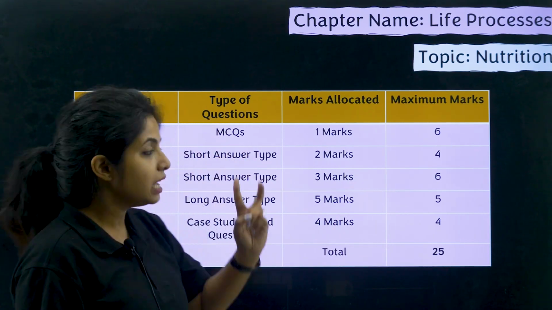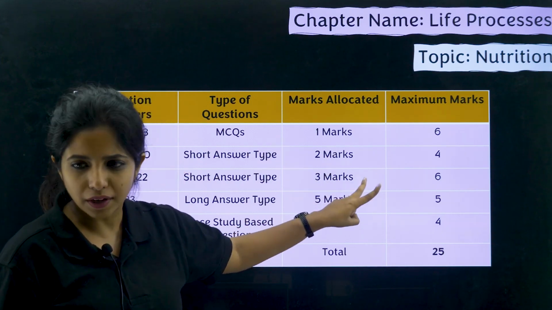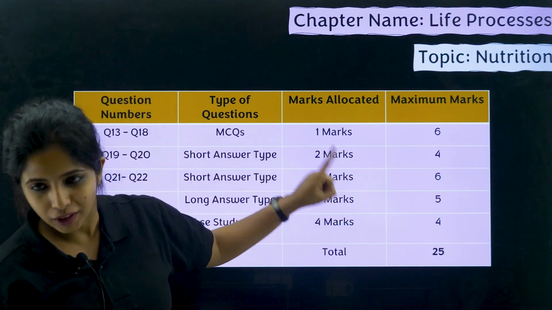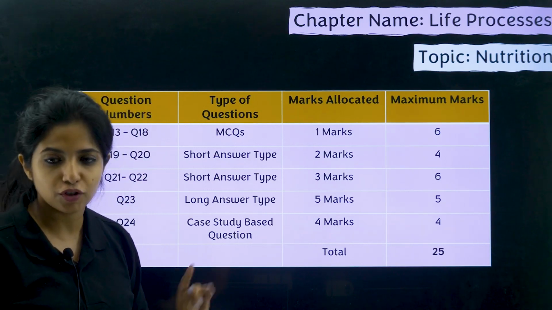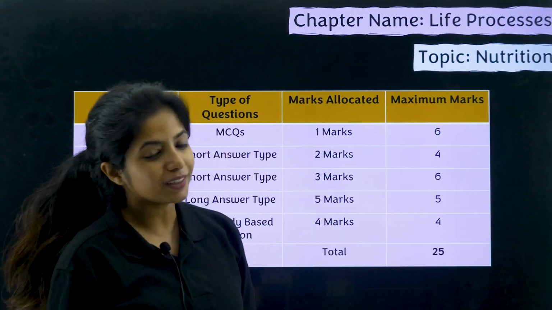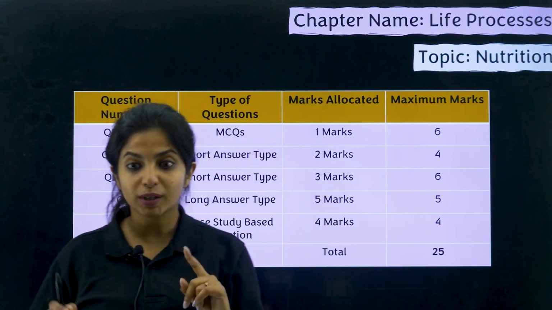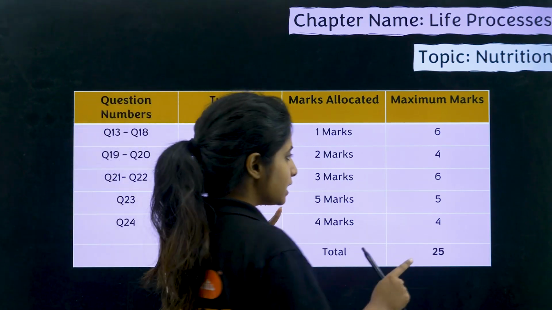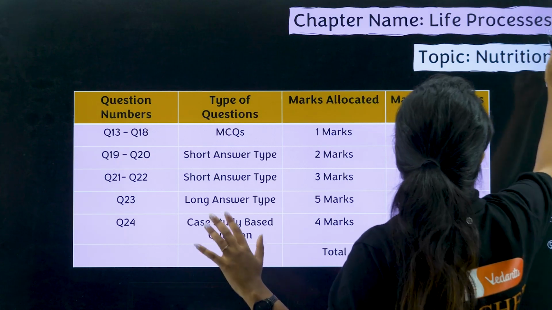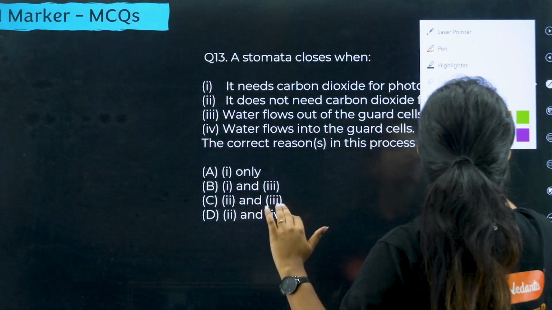6 MCQs, then 2 questions of 2 markers, 2 questions of 3 markers, and then 1 question of 5 mark, and then 1 case study based question which is of 4 mark. Total at the end you will get 25 marks, my dear children. So let's see how much you are going to score. So tally your answers with me and let's be in the loop. I have full faith in you. You are going to score really good.